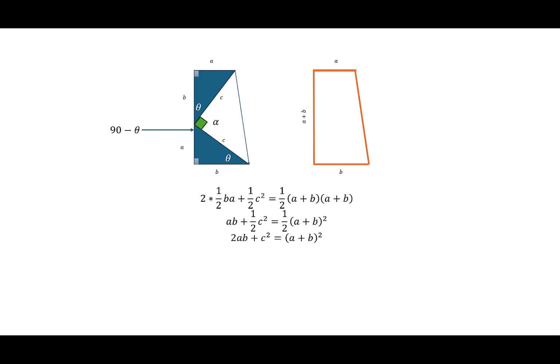The left side looks good. We want to expand the right. Remember, when you square a binomial, you get a trinomial. (A plus b) squared is equal to a squared plus 2ab plus b squared. Notice now I have a 2ab on the left, a 2ab on the right. Those two cancel. This gives us c squared equals a squared plus b squared, which is Garfield's geometric proof of the Pythagorean theorem.